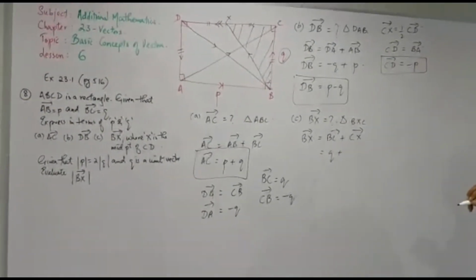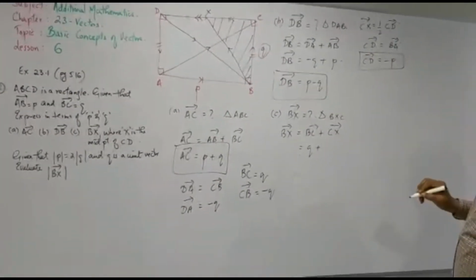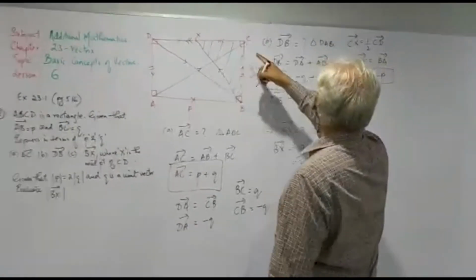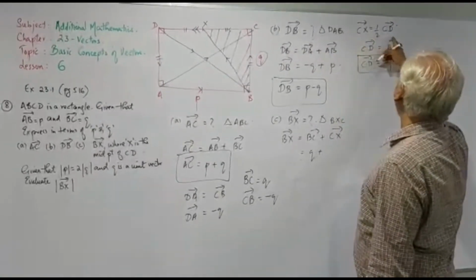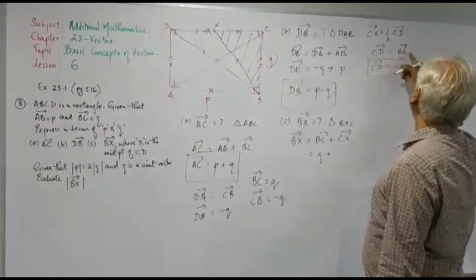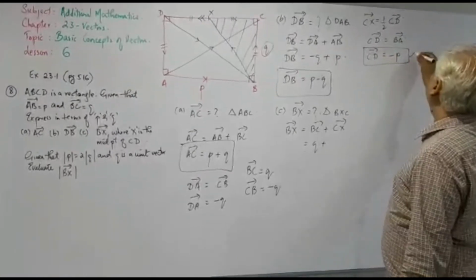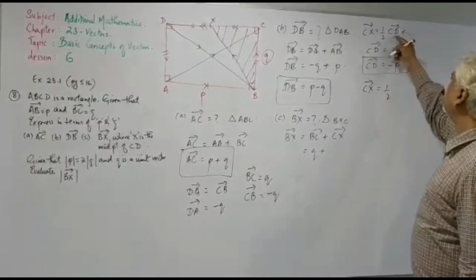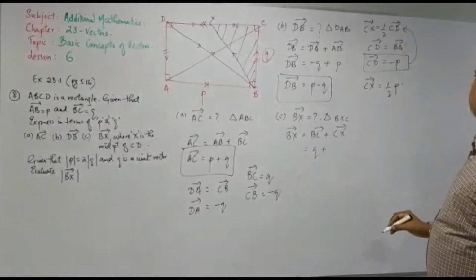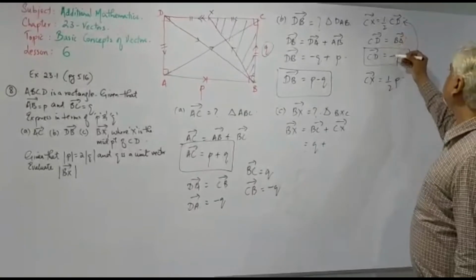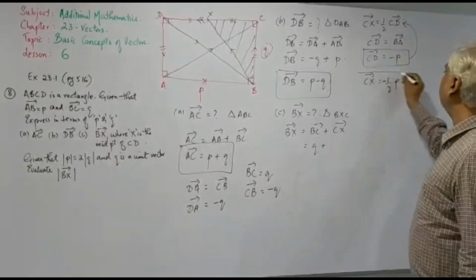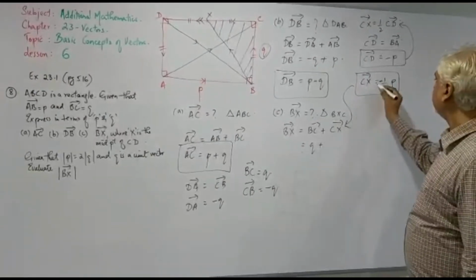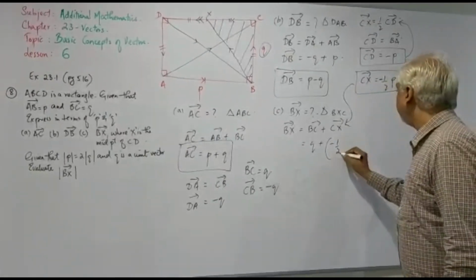CD is minus P. Now we have CX over here, and CX is equal to half CD. So CD is equal to BA, and CD is equal to minus P. Now we substitute this value over here, so we get CX is equal to half. In place of CD, I can write minus P. There you go. So CX, now I'm replacing it over here, is equal to minus half P.